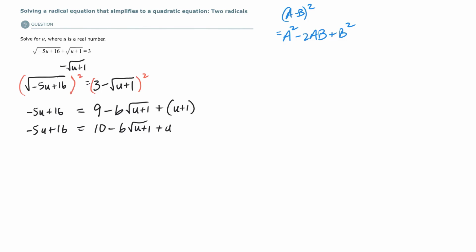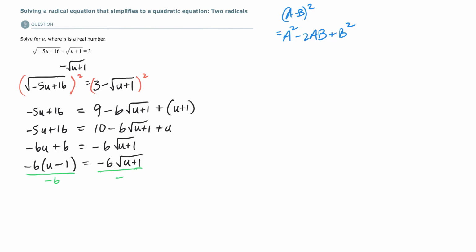And we want to isolate the radical again. Negative 6u plus 6 is equal to negative 6 times the square root of u plus 1. I'm actually going to factor out a negative 6 on the left-hand side of the equation, and that way I could divide both sides by negative 6 because negative 6 is not 0. And what do we get? I'm also going to turn this around. I'm going to get the square root of u plus 1 is equal to u minus 1.